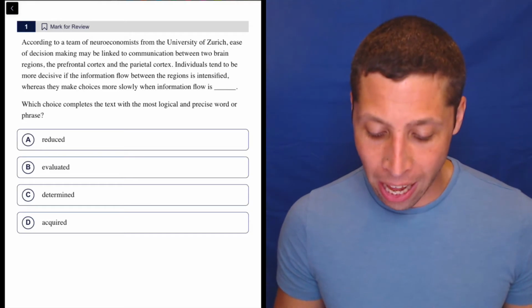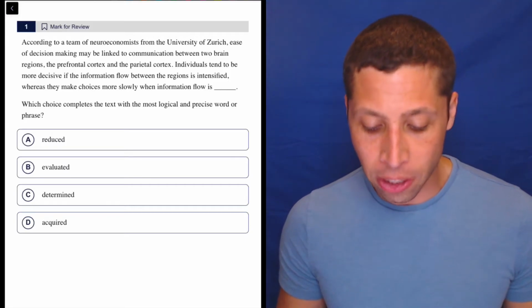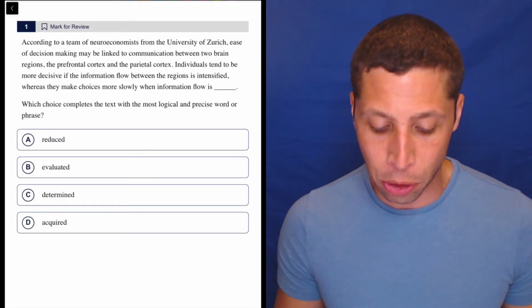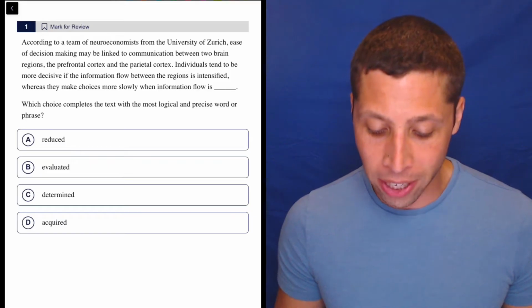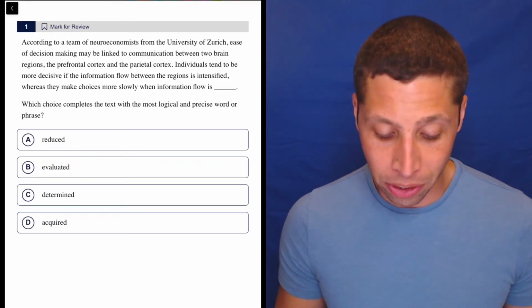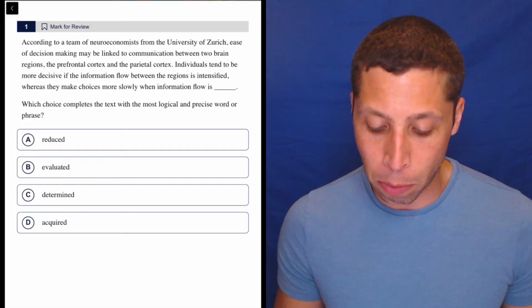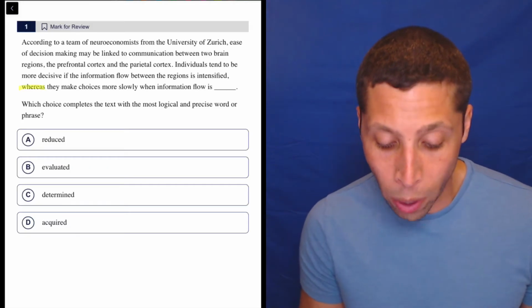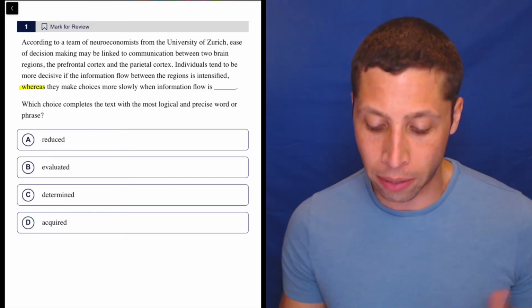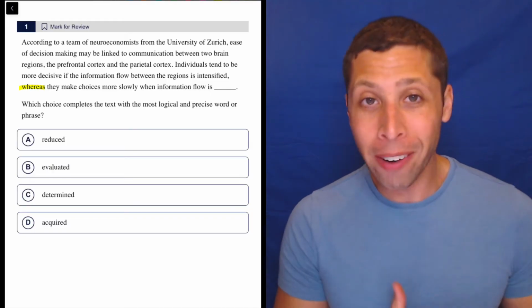According to a team of neuroeconomists from the University of Zurich, ease of decision-making may be linked to communication between two brain regions, the prefrontal cortex and the parietal cortex. Individuals tend to be more decisive if the information flow between the regions is intensified, whereas they make choices more slowly when information flow is blank. Well, the whereas is the key part here.